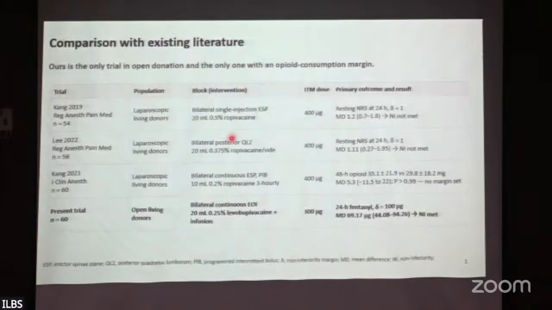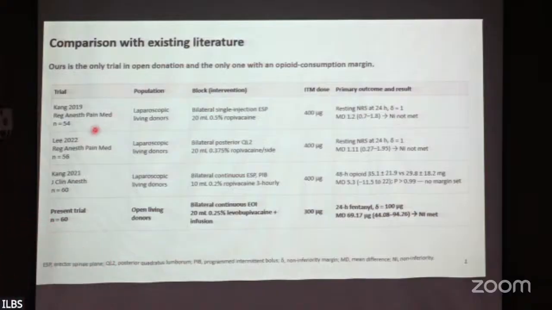Comparing it with the existing literature, Kang et al. in 2019 used a single shot technique of erector spinae plane block and compared it with intrathecal morphine of 400 micrograms. They used numerical rating score for testing, and non-inferiority was not met.